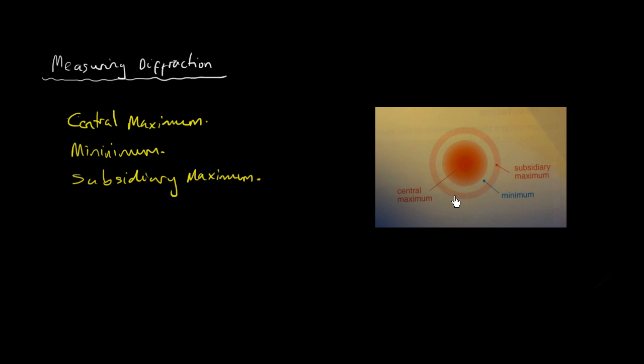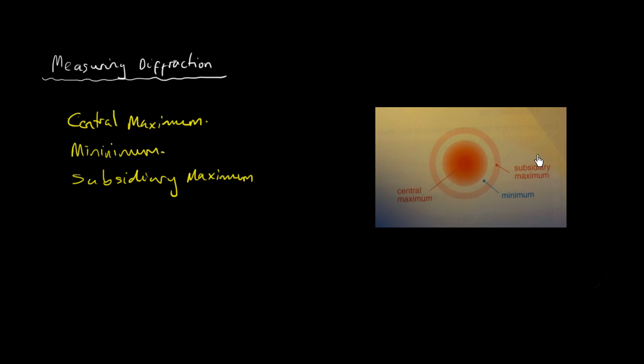So the theta we were talking about, which is this angle between here and the first minimum, is a measure of the diffraction, how much diffraction there is, right? If this theta is very big, it means that there's a lot of diffraction, and if that theta is very small, it means there's less diffraction. It's linked to the spreading out of these circles, right?